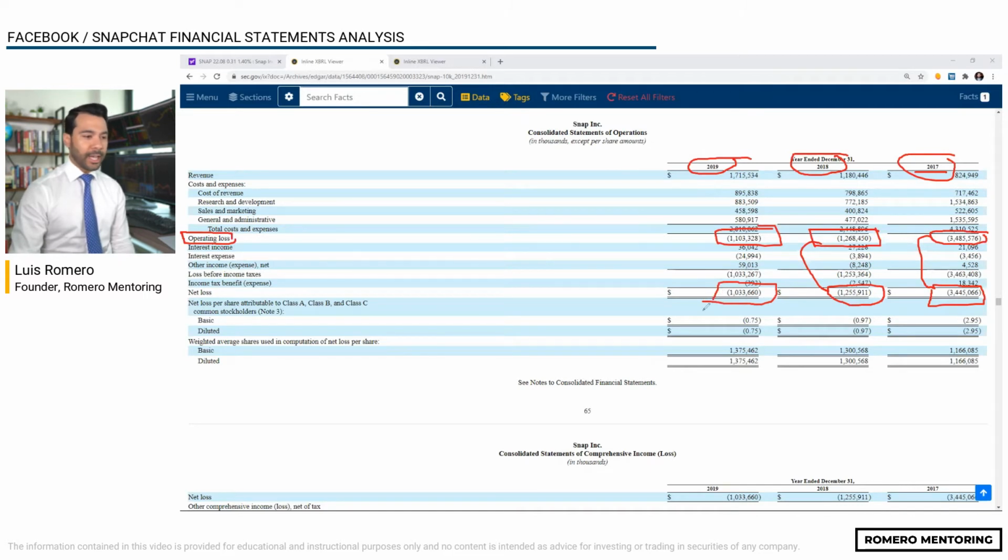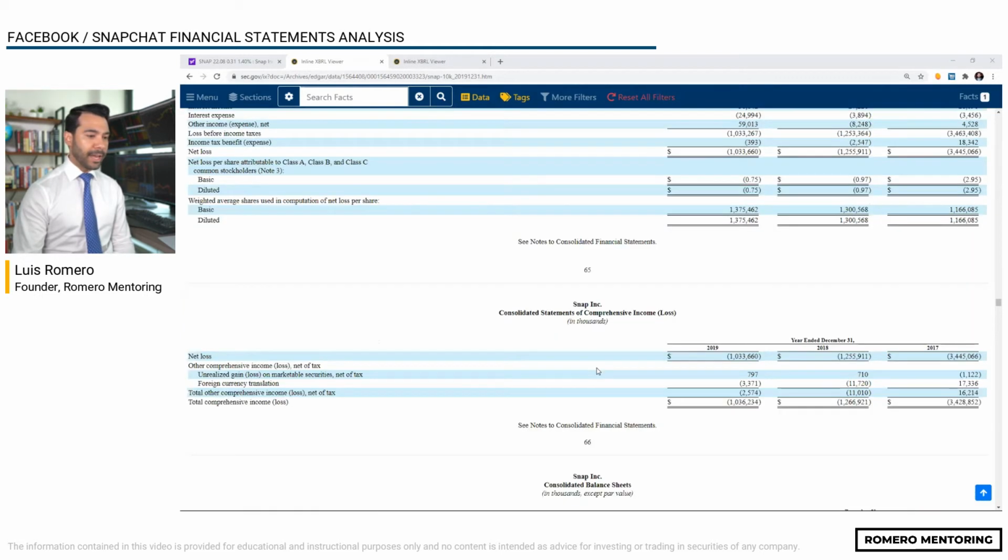They lost $1 billion. Then their earnings per share, on a basic and diluted basis: in 2017 they lost $2.95, in 2018 they lost 97 cents, and in 2019 they lost 75 cents. So for the last three years of financial performance that we're seeing here, we can simply summarize that they've been burning and losing a lot of money. Now let's look at the balance sheet.